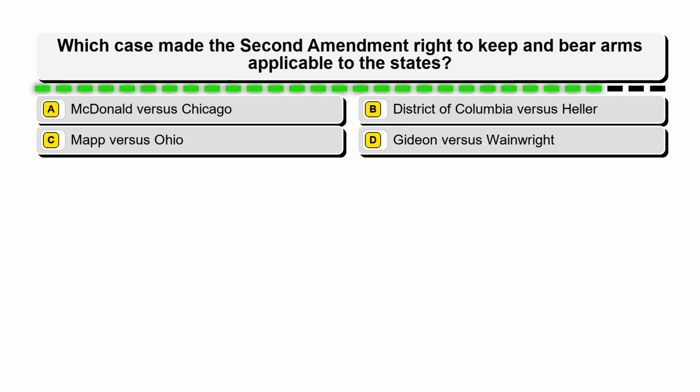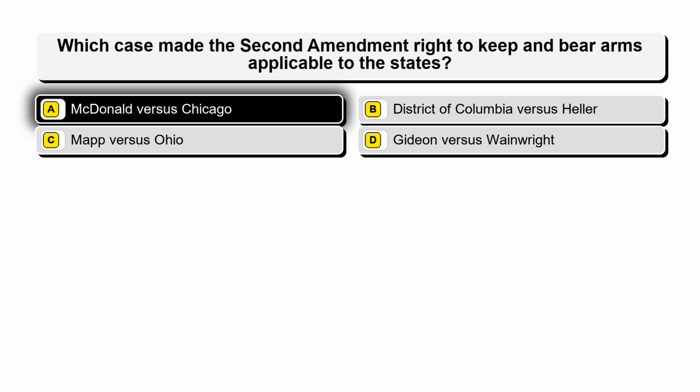Question 5. Which case made the Second Amendment right to keep and bear arms applicable to the states? Option A. McDonald vs. Chicago. Option B. District of Columbia vs. Heller. Option C. Mapp vs. Ohio. Option D. Gideon vs. Wainwright.